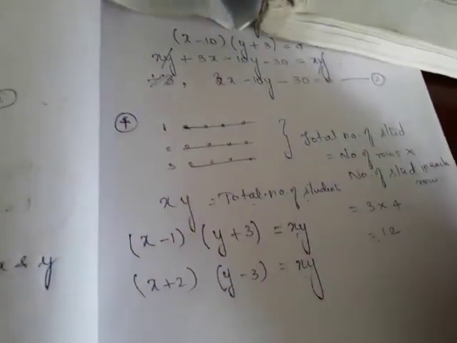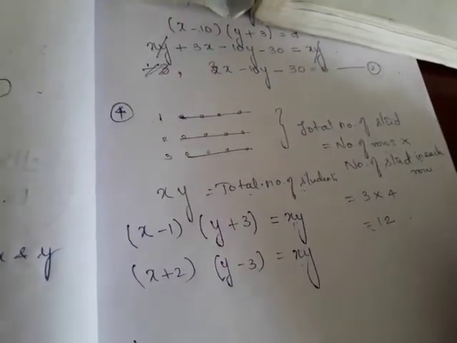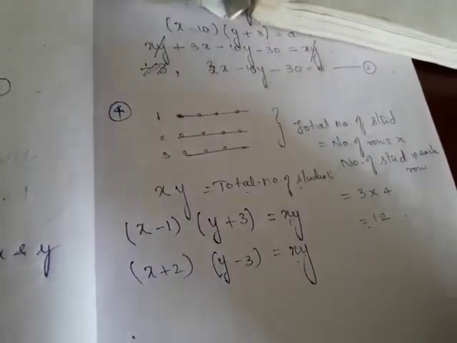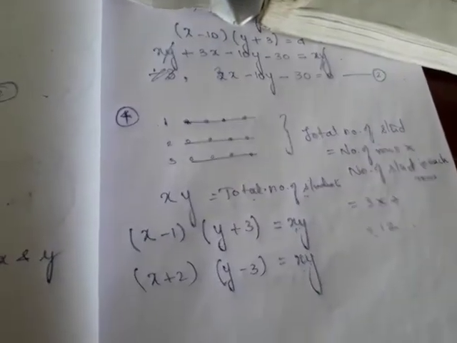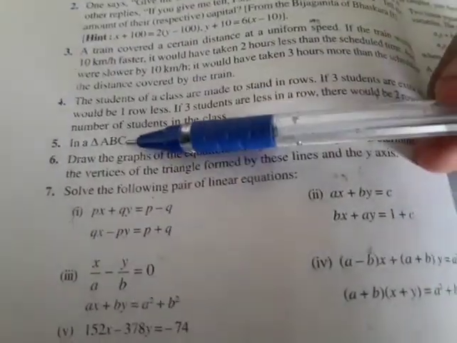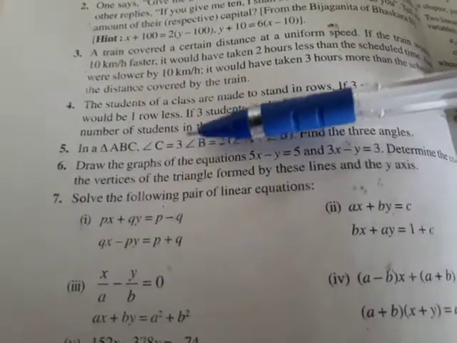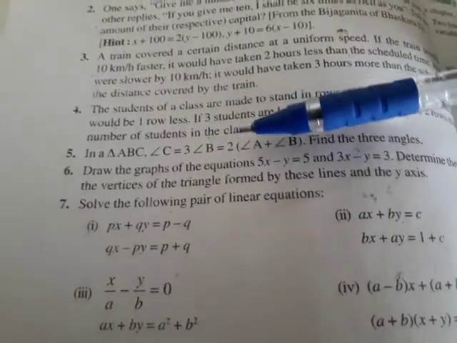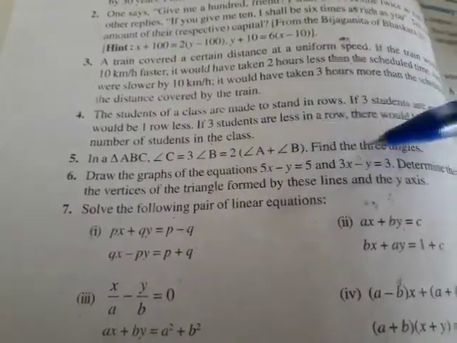I have given you enough clues and hints for this problem. So you are going to solve this, right? Now let us see the next problem. The next question is quite easy and familiar to you. Hope you can solve it by yourself. In a triangle ABC, angle C is 3 times angle B, which equals 2 times angle A plus angle B. Find the 3 angles.